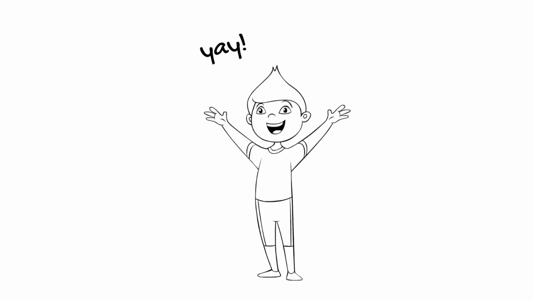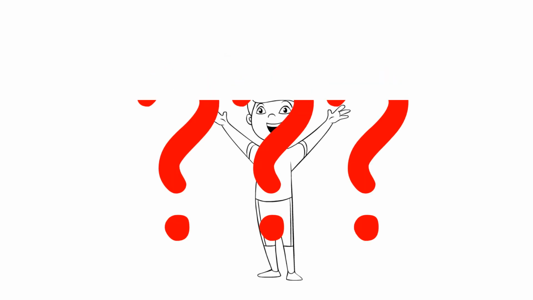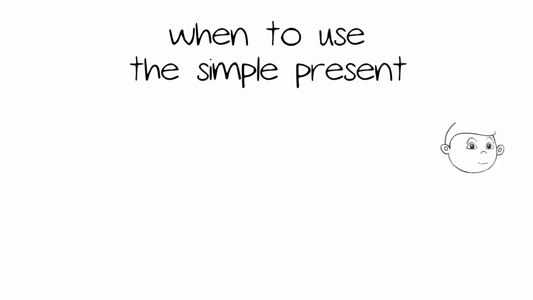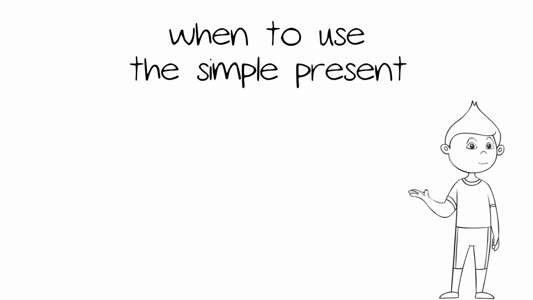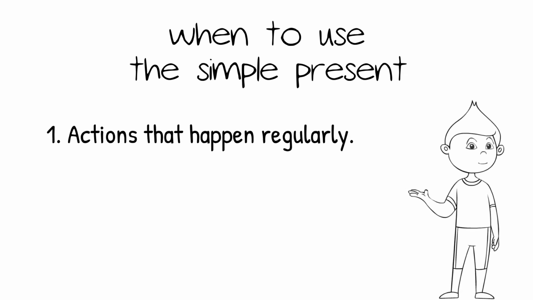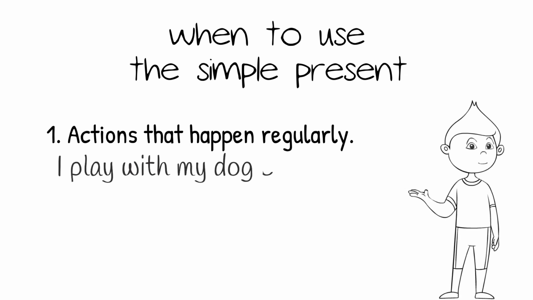Now that we know how to use the simple present, it is time to look at when to use this tense. Basically, there are 4 important moments where you have to use the simple present. Number 1, actions that happen regularly or that you repeat often. For example, I play with my dog every day, or on Mondays I play football. Actions that take place consistently are described in the simple present. Typical signal words are every day, on Mondays or every weekend, for example.